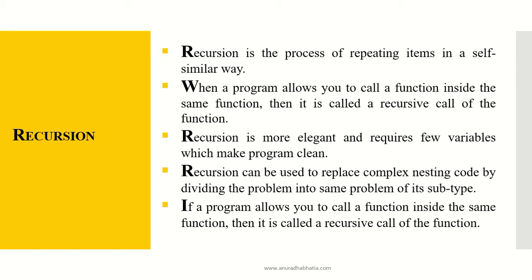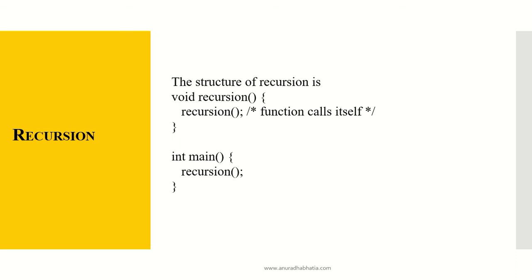We'll see how this recursive call is made. But before that, let's see a few features of recursion. Recursion is more elegant and requires fewer variables, which makes the program clean. Recursion can be used to replace complex nesting code by dividing the problem into the same problem of its subtype, so that it remains with the modularity of the C programming. If a program allows you to call a function inside the same function, then it is called a recursive call of that function.